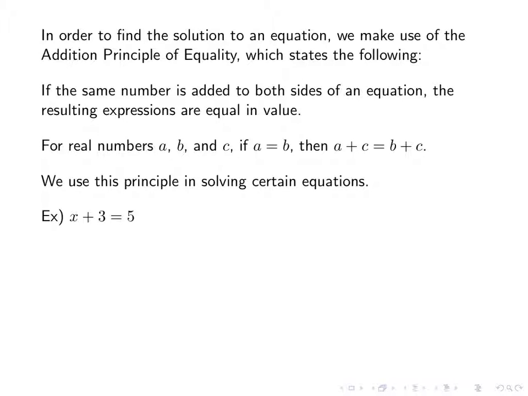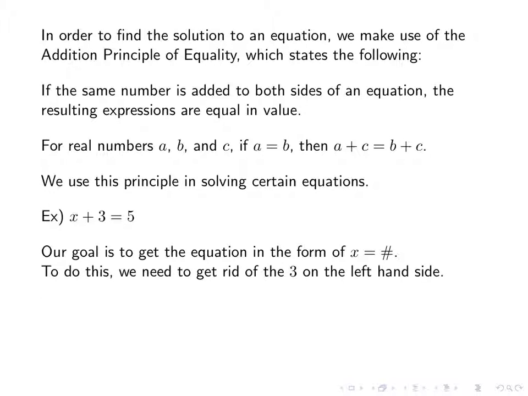The first one is x plus 3 equals 5. So our goal is to find a solution which looks like x equals a number. So our goal is to find that number. To do that, what we need to do is, quote unquote, get rid of the 3 on the side with the x. And we do that by using this addition principle of equality, and the fact that 3 plus negative 3 equals 0. So because we want to get rid of that 3, we can change the 3 to a 0 by adding a negative 3.